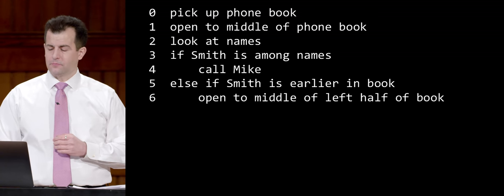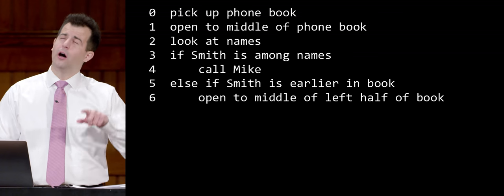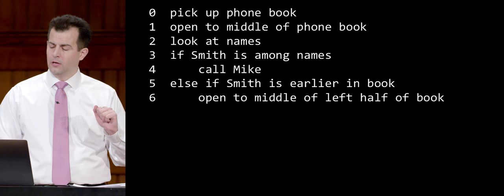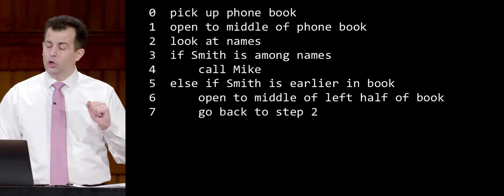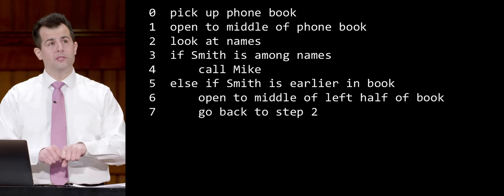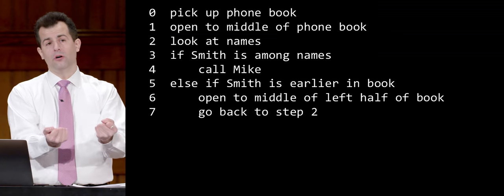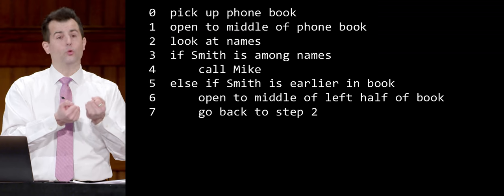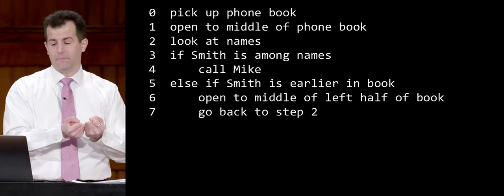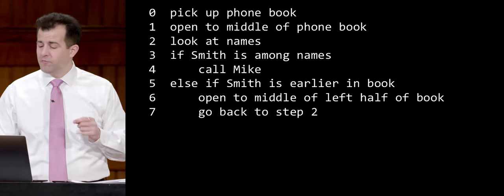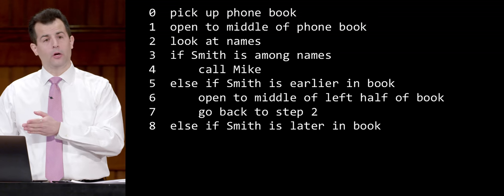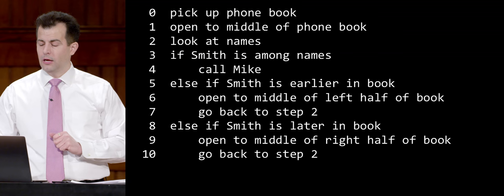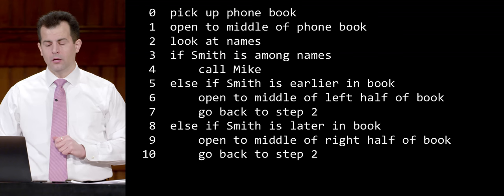Let's instead open to the middle of the left half of the book. All right, so that would be the left half that I threw away earlier. And then go back to step two. Because once I have opened to the middle of the left half of the book, I don't have to actually dramatically tear it, I now need to look for Mike's name again, as per step two. Else, if Mike is later in the book, I actually want to open to the middle of the right half of the book and then go back to step two as well.